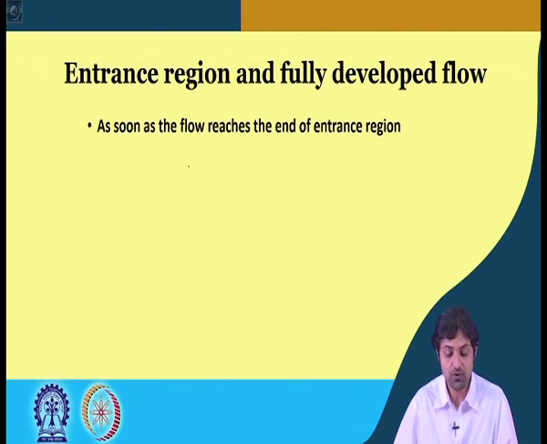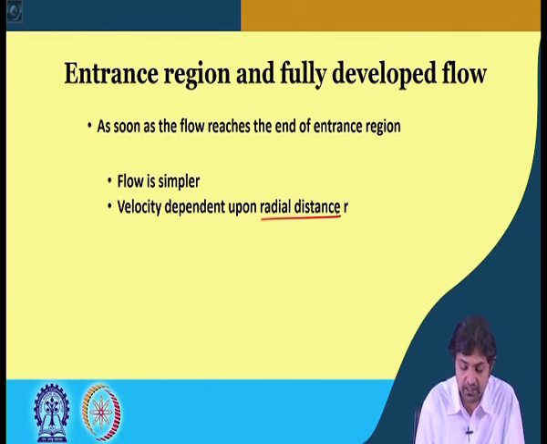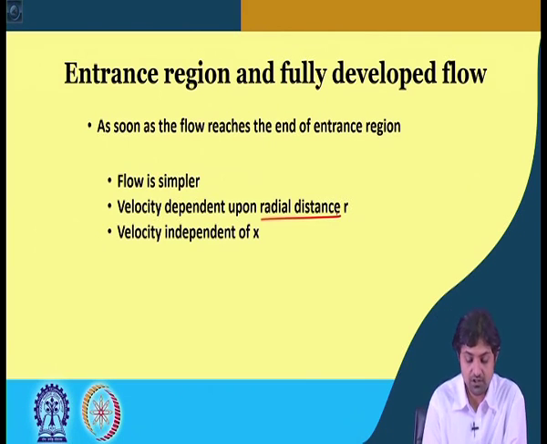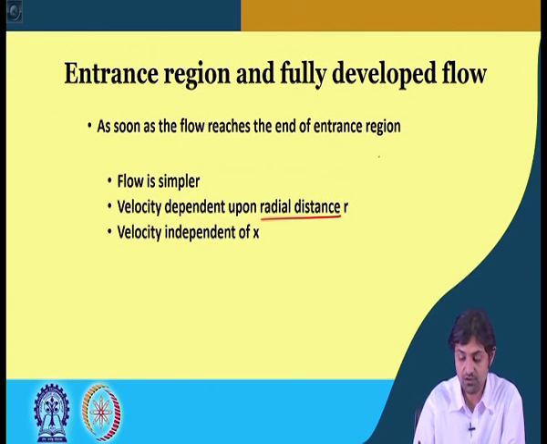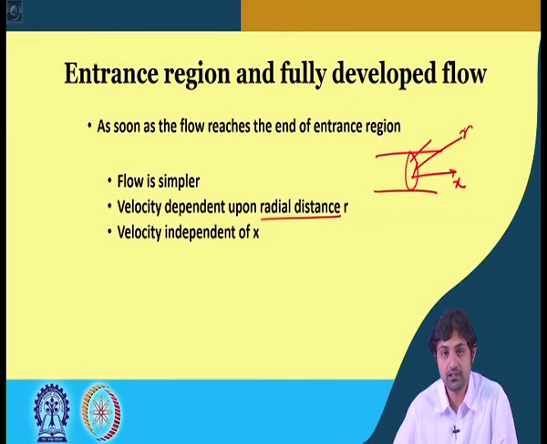As soon as the flow reaches the end of the entrance region, the flow becomes much simpler, and the velocity will be dependent upon the radial distance r and independent of x. What is r? This is a pipe, this is x, and because it is a pipe, it is circular, so this is r, the radial distance from the center line.